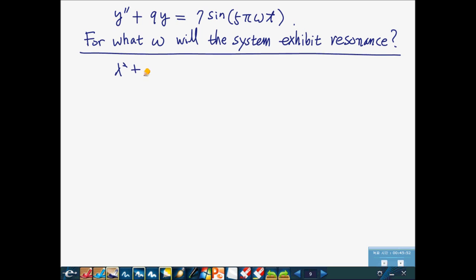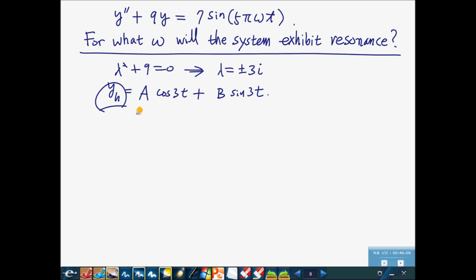Lambda square plus 9 is 0, so lambda is plus minus 3i. So y homogeneous is A cosine 3t plus B sine 3t. You always remember, you always get the homogeneous part, right? And then, for what omega will the system exhibit resonance?